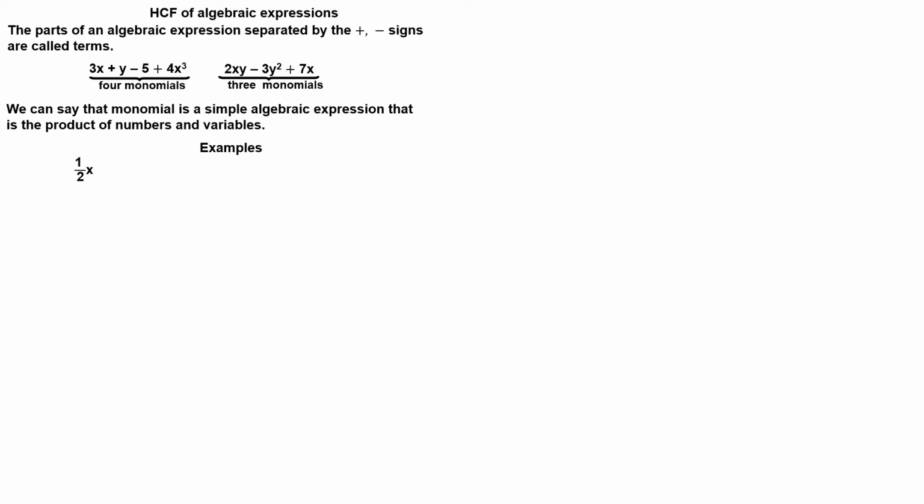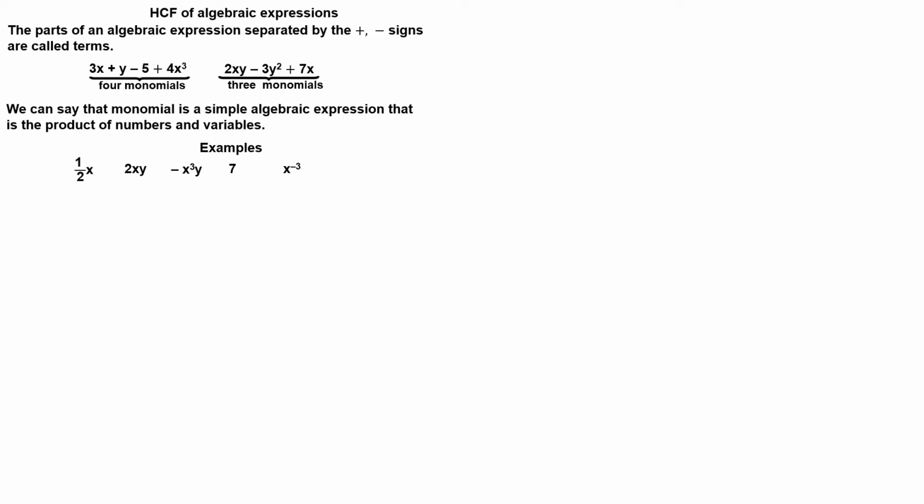1/2 x is a monomial. 2xy is a monomial. Minus x cubed y is a monomial. 7 is a monomial. The variables of a monomial cannot have a negative or fractional exponent.